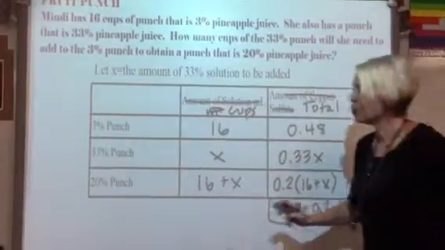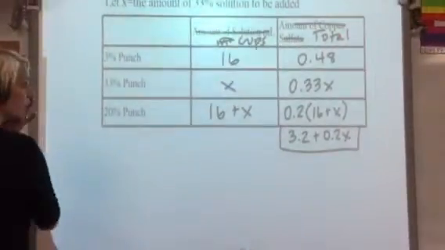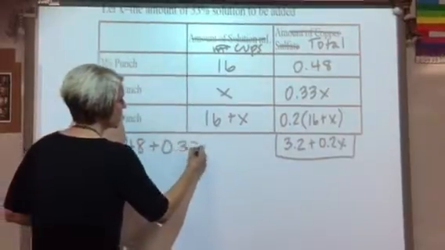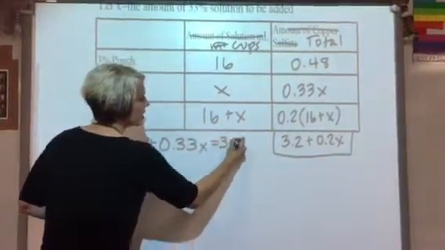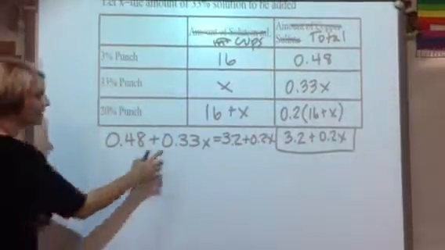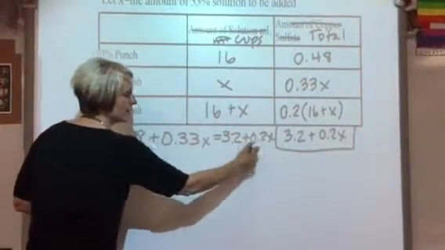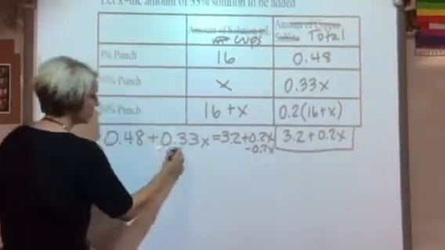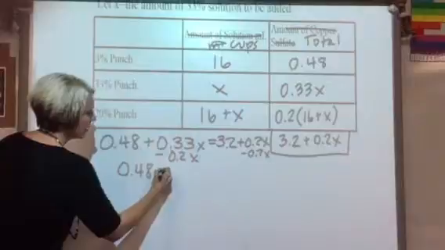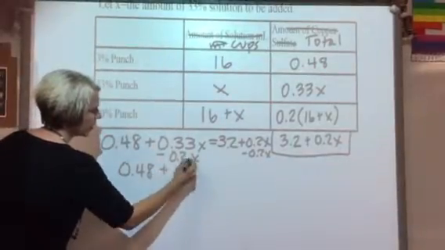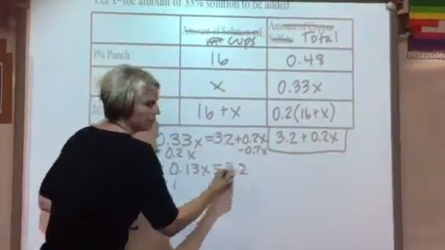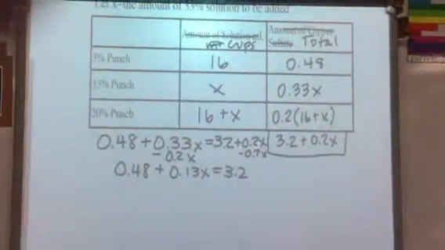So now our total column is going to be our equation. So I have 0.48 plus 0.33x to equal this total punch solution. My goal is to solve for x. This is actually more than this, so I'm going to subtract my 0.2x. I get 0.48 plus 3.2. I'm just going to check that, make sure I have that right so far.